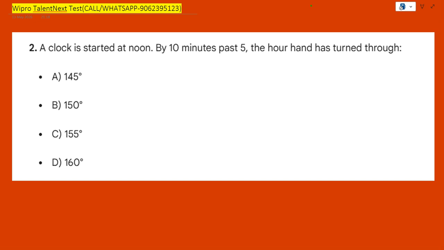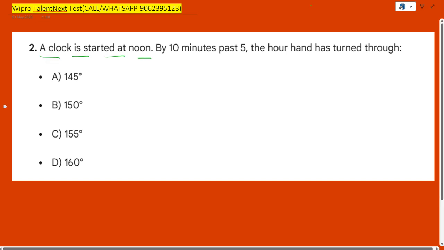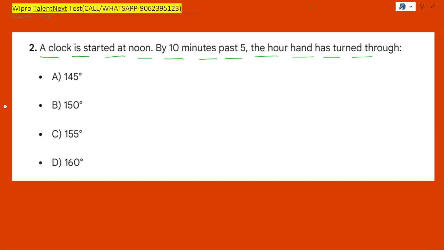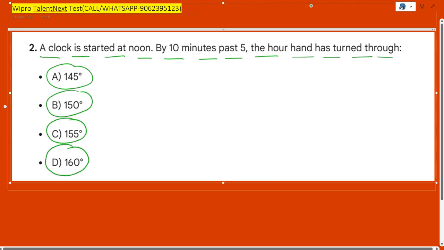So, first, read the question. A clock is started at noon. By 10 minutes past 5, the hour hand has turned through 145 degree, 150 degree, 155 degree and 160 degrees. So, just solve it.